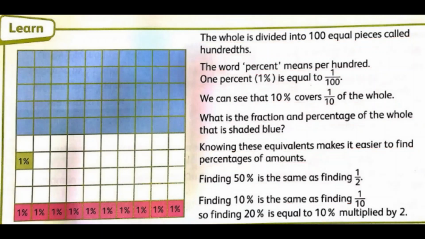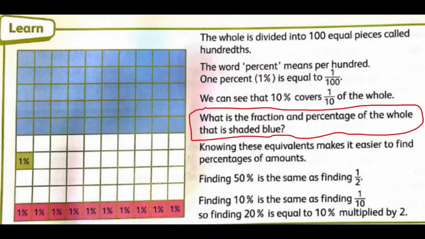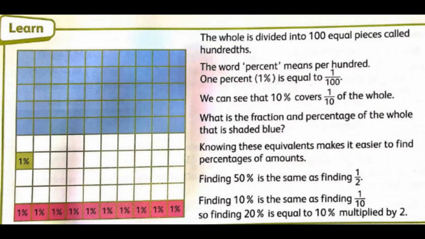So referring back to that original question, what is the fraction and percentage of the whole that is shaded blue? We can see that half of it is shaded blue. So basically it's 50%. It's half. So finding 50% is the same as finding 1/2. So that's one method we can use to determine a percentage if we're looking at a hundredths chart.